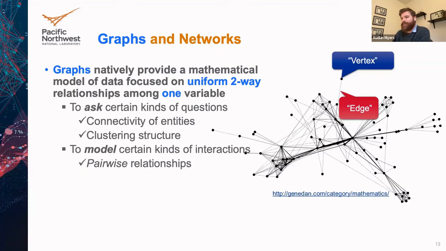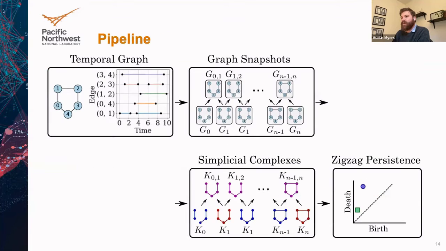So a graph, probably don't need to describe this to everyone here, is just where we have vertices that are connected in a two uniform way, which we call edges. So we can have edges relating to vertices. And we can apply this zigzag persistence pipeline to these by taking what is called a temporal graph, where each of these edges, let's say here's my static representation of the graph, has a time attribute to it.